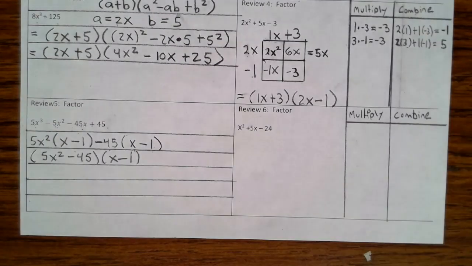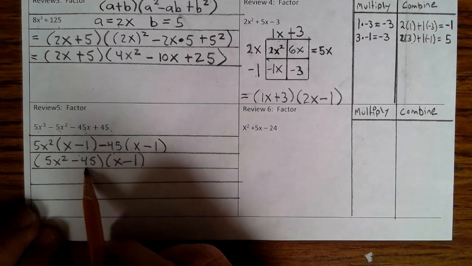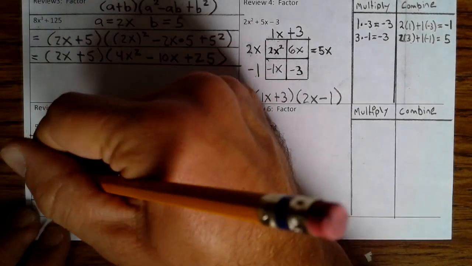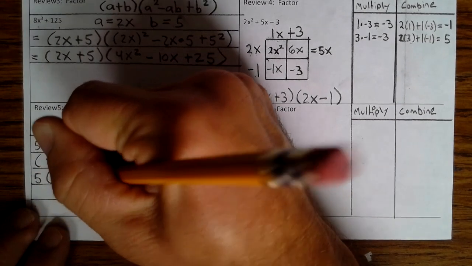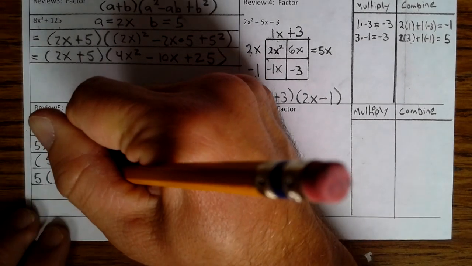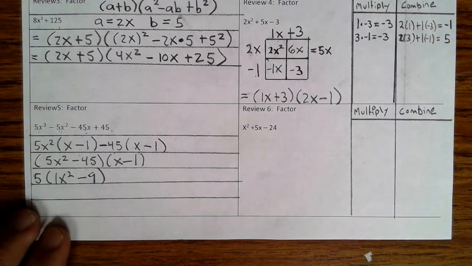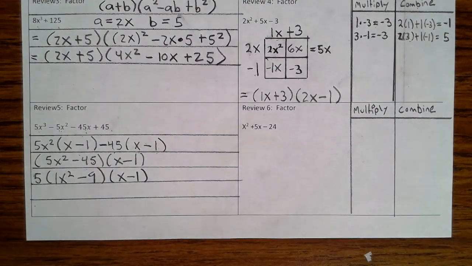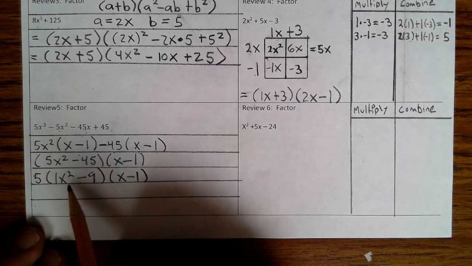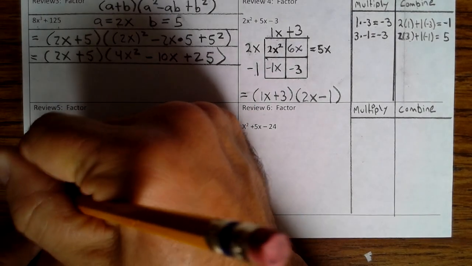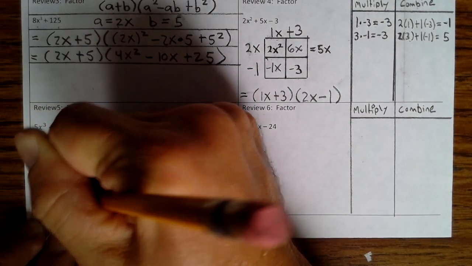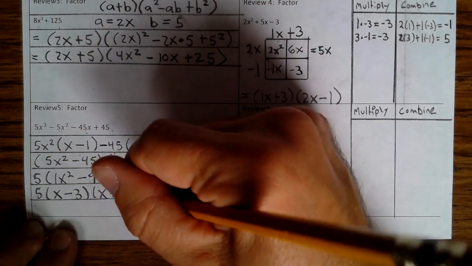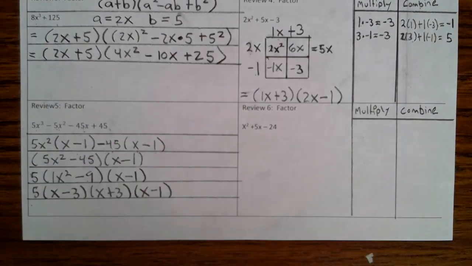All right, here it looks like we can divide 5 from both of these terms. So that's 5. 5 divided by 5 is 1, so it's 1x squared minus 45 divided by 5, or 9. And there's nothing we can do with x minus 1. But we can go a little further because this is a difference of squares. So that factors as 5 times x minus 3 times x plus 3 times x minus 1.